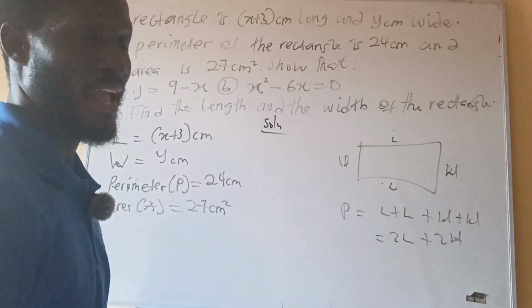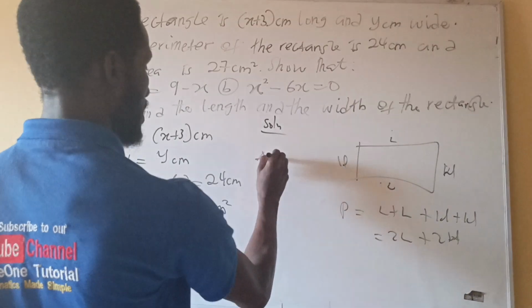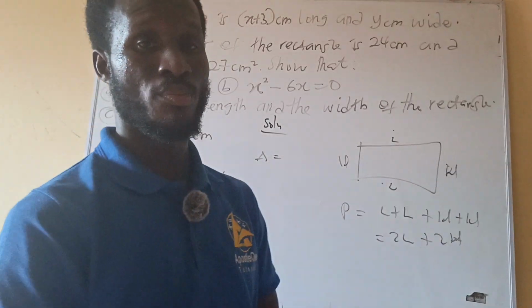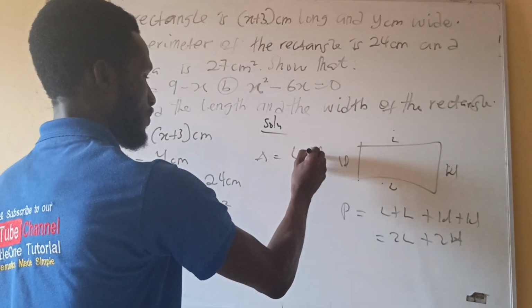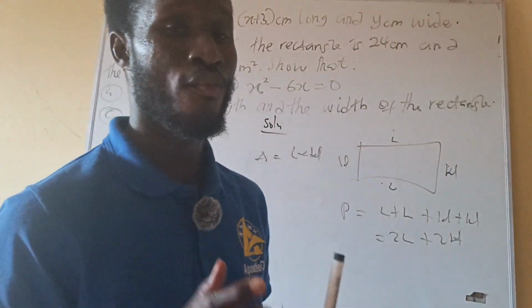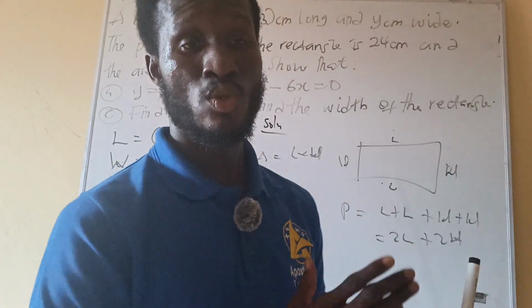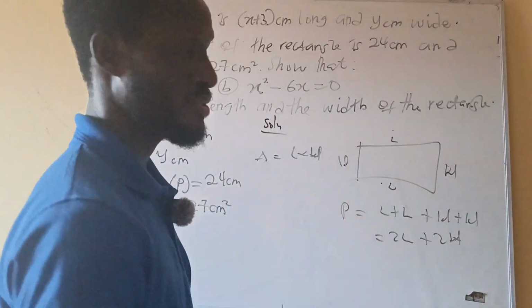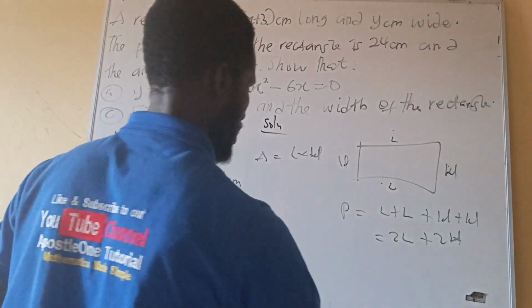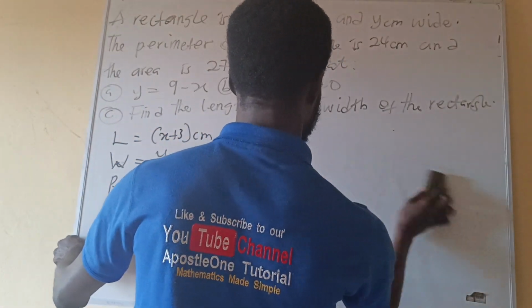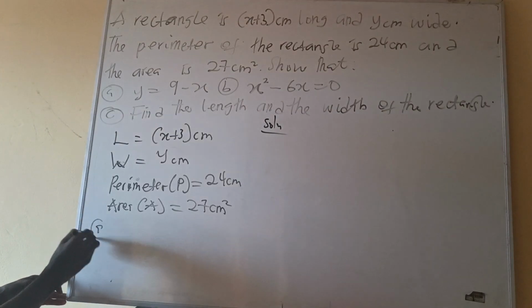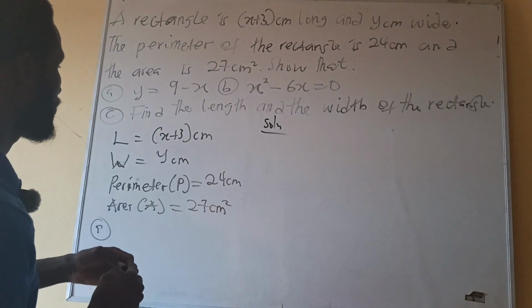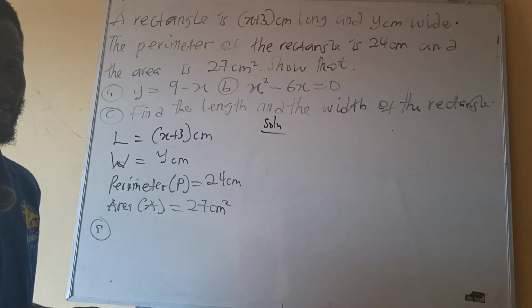Now let me talk about the area of the rectangle. The area of the rectangle, you multiply the length and the width. So length times the width will give us the area of the rectangle. I'm going to base on these two to solve this particular question. Now I'm going to solve the A. We are to show that y is equal to 9 minus x.